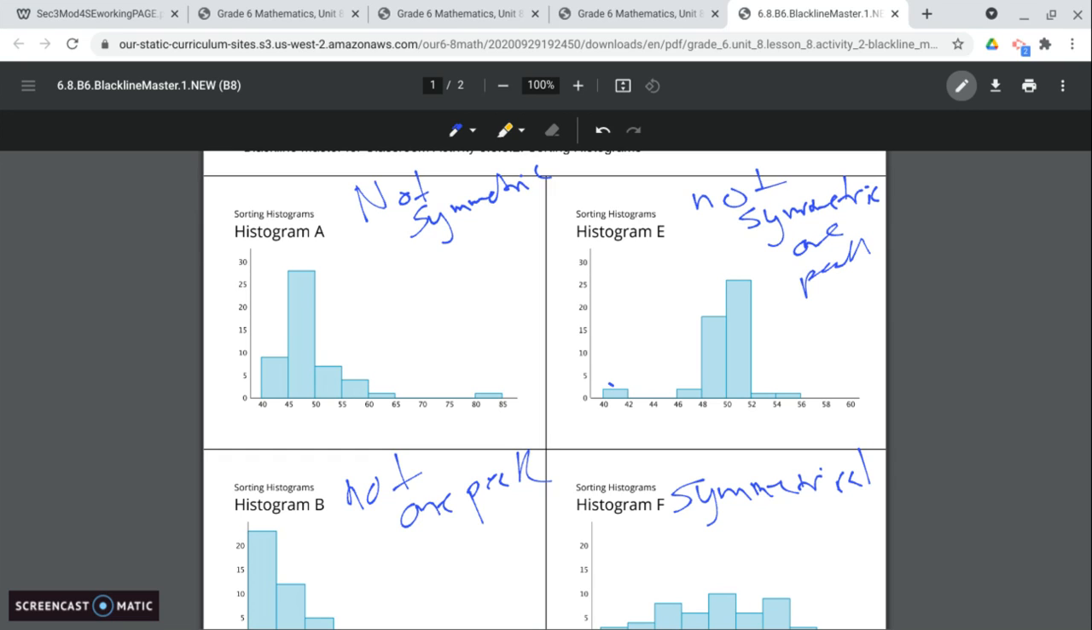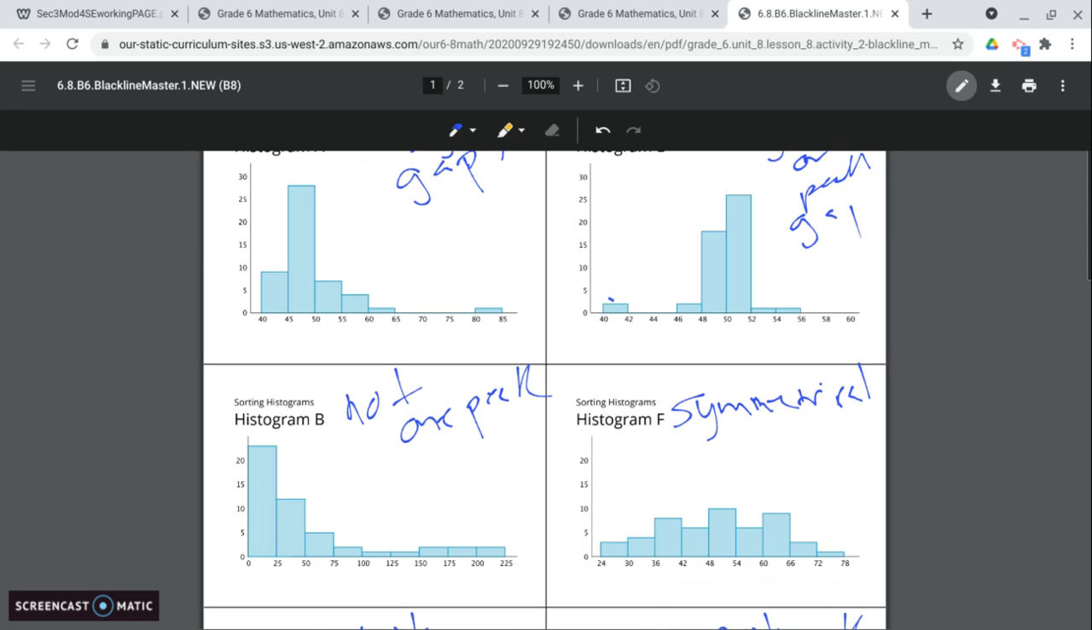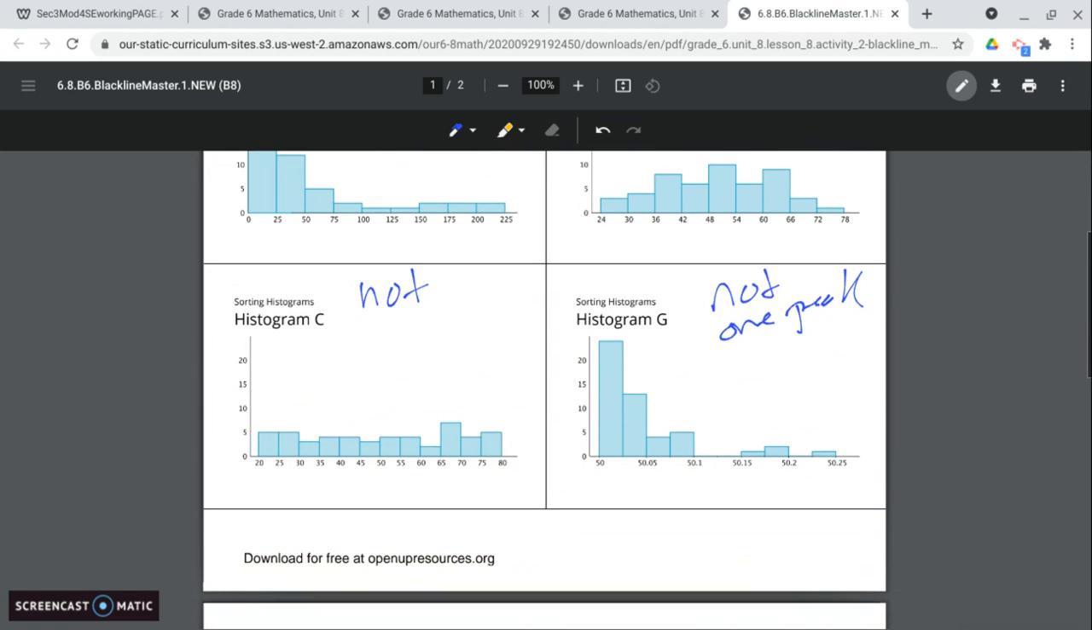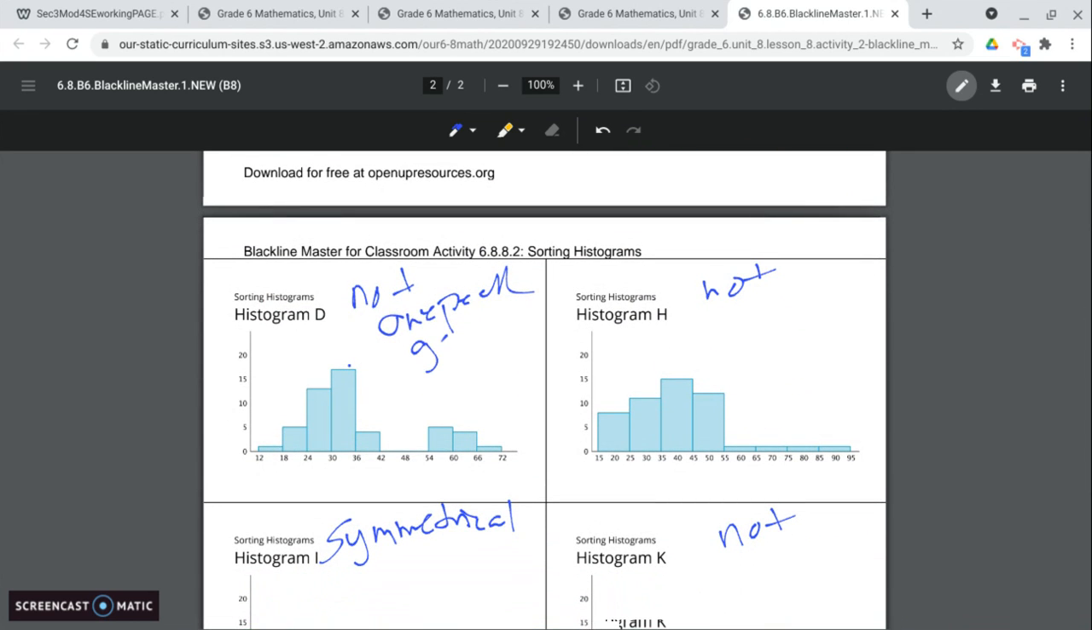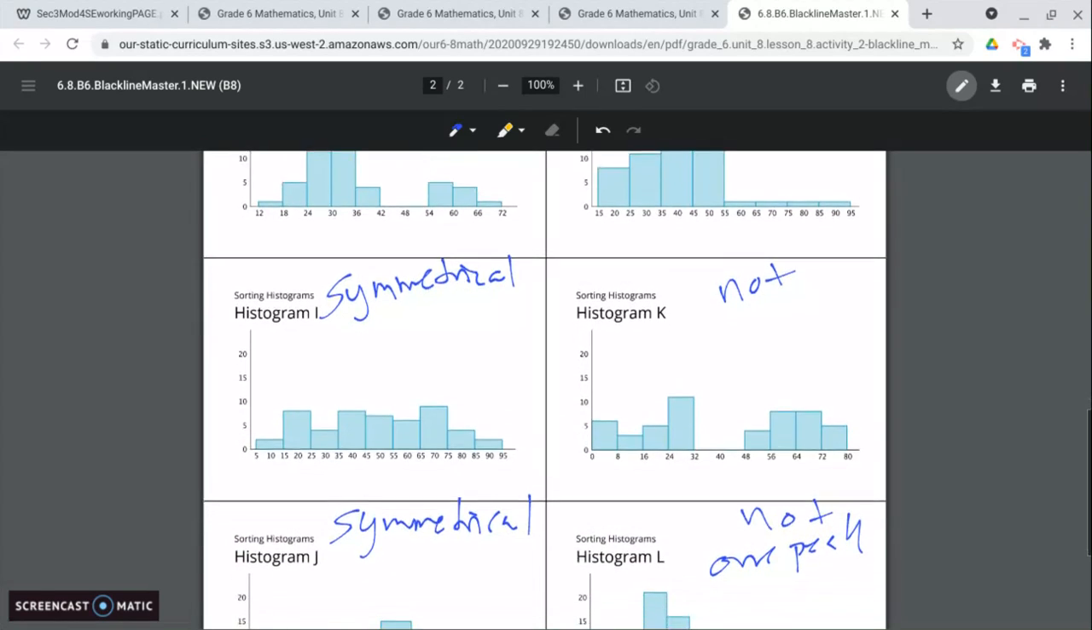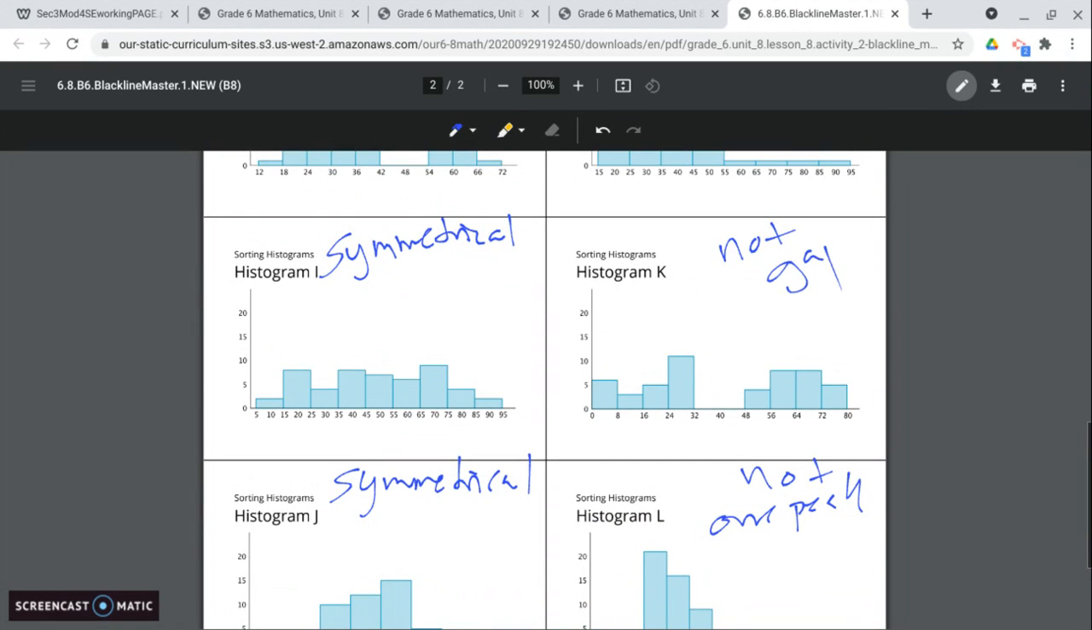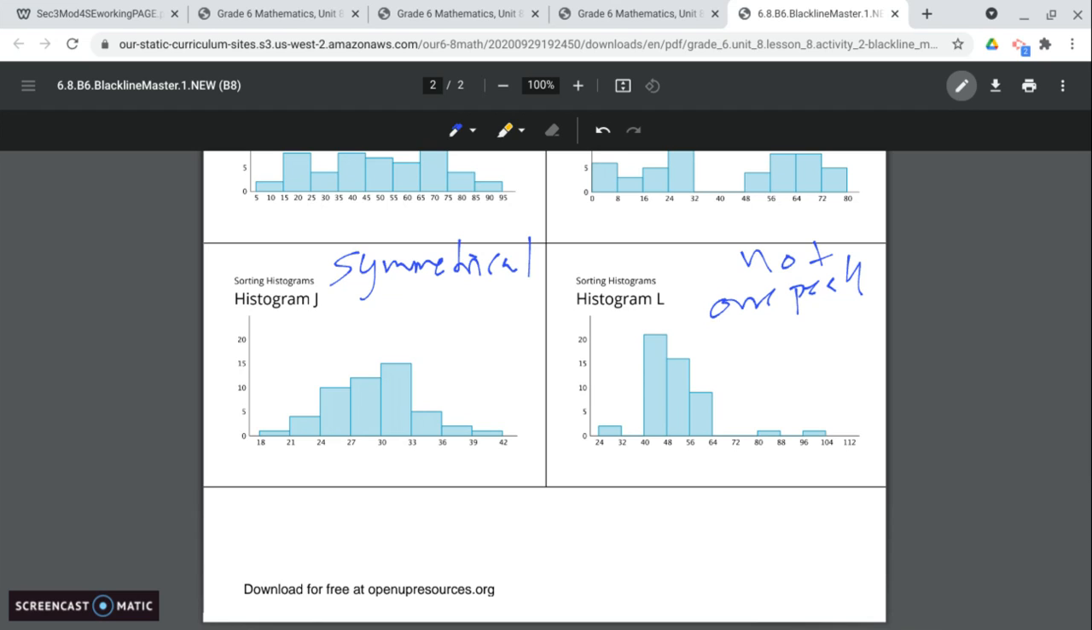All right, for 4, some histograms have a gap, a space between two bars where there are no data points. For example, if some students in class have 7 or more siblings, but the rest of the students have 0, 1, or 2 siblings, the histogram for this data would show gaps between the bars because no students have 3, 4, 5, or 6 siblings. So which histograms have gaps? Well, A has gaps, E has gaps, G has gaps, D has gaps, H does not, I does not, K has gaps, and J does not, but L has gaps.